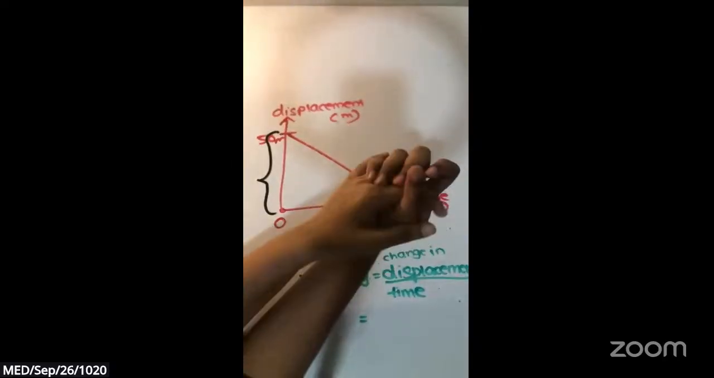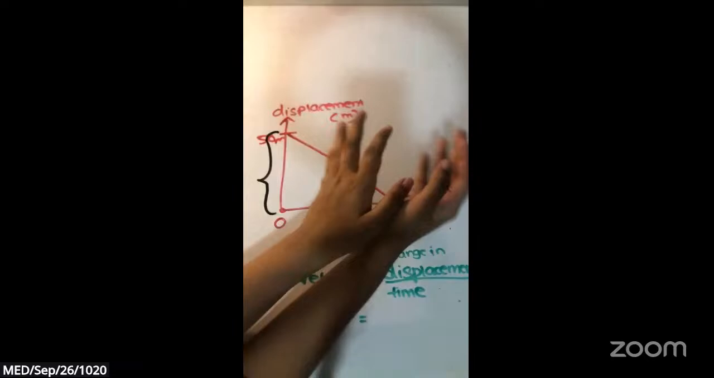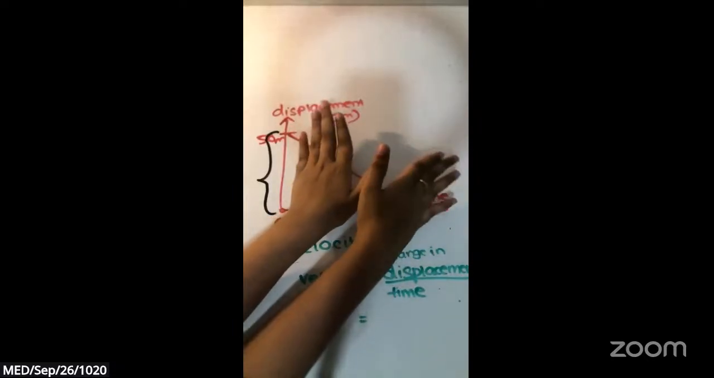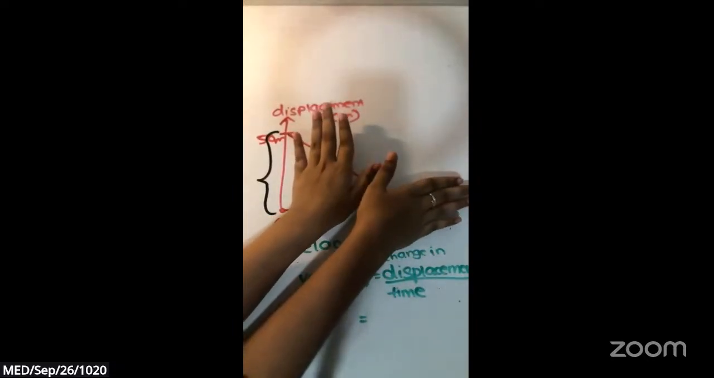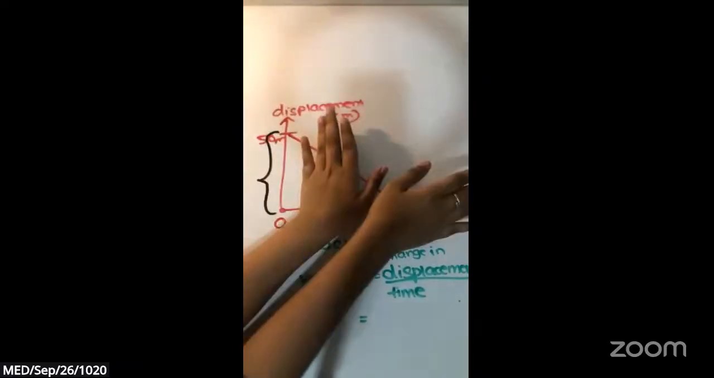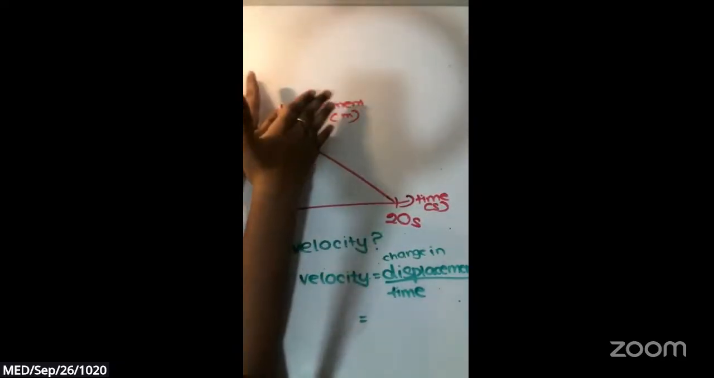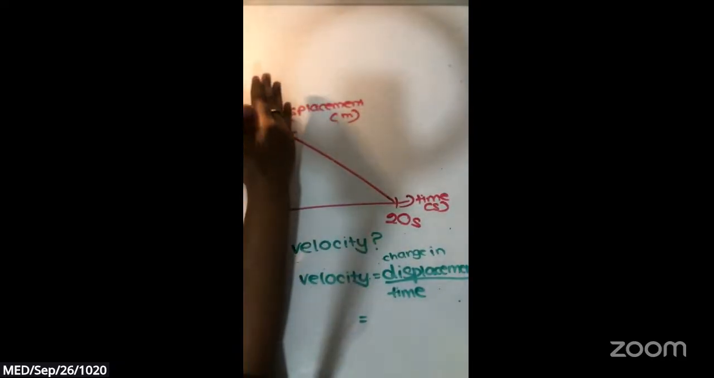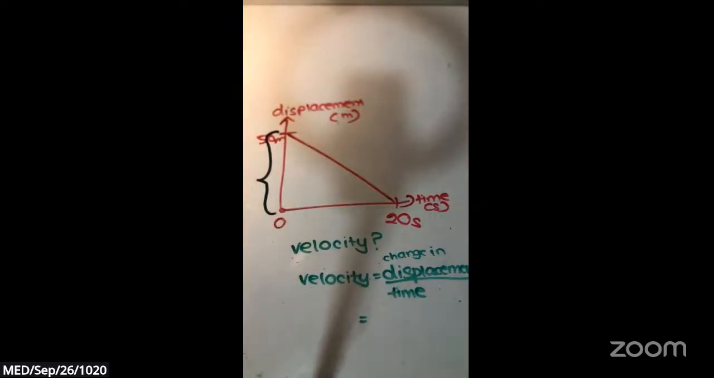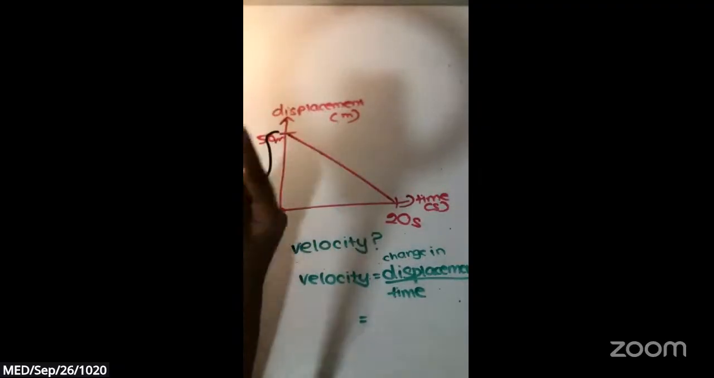Just like that, try to eliminate the x-axis when they ask you about the y-axis in the paper. When they ask you about displacement, forget about time. When they ask you about time, forget about displacement, this axis, right? When they ask you about both, you see both, right? So now what I'm talking about is change in displacement, so you have to only talk about the change in displacement.